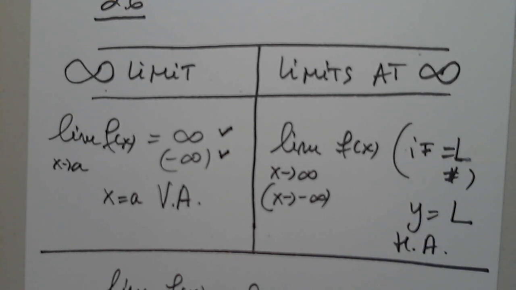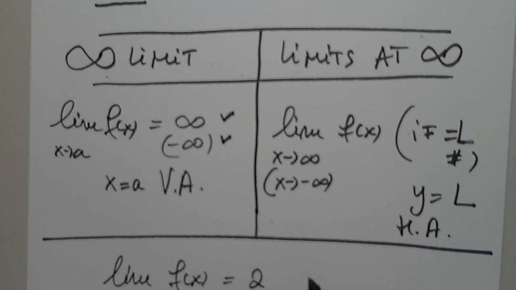This means, again, the target is 2. I'm not saying that the function will touch 2. No, I'm only saying the target of f of x is 2. Which means y equals 2 is a horizontal asymptote for this problem. Awesome. Great job. Okay. What about the limit as x approaches infinity?